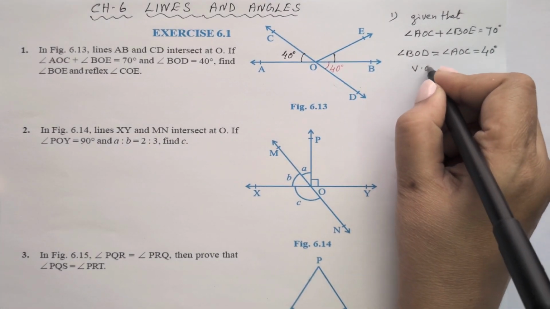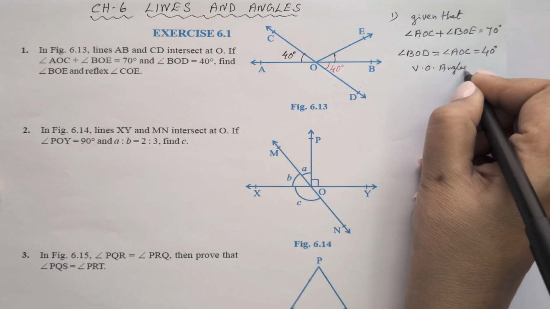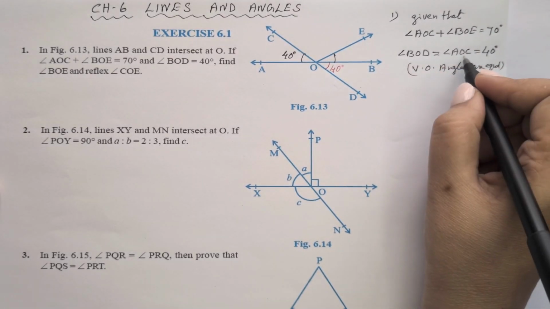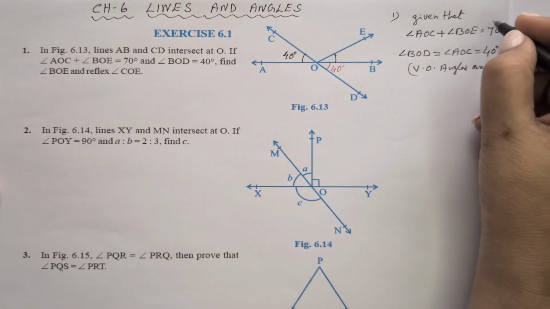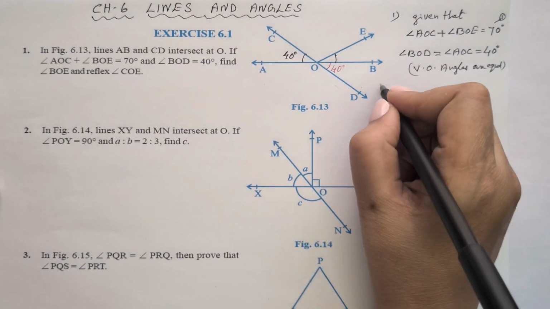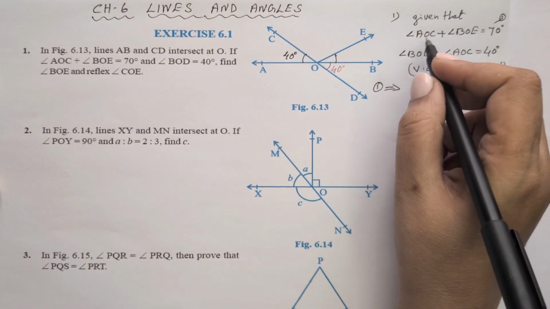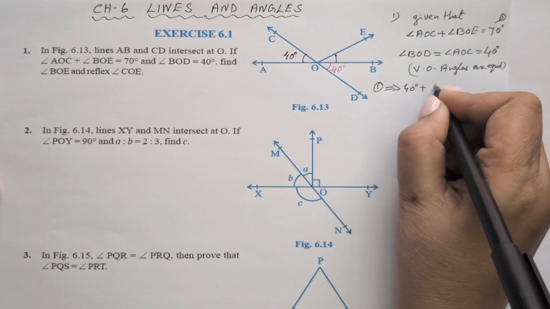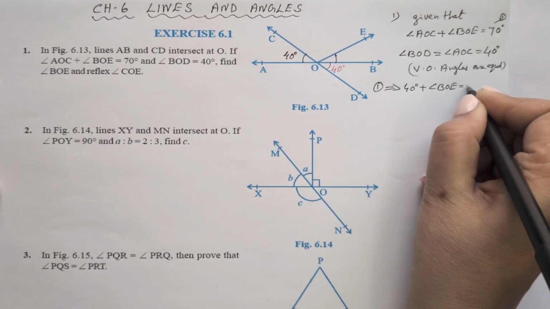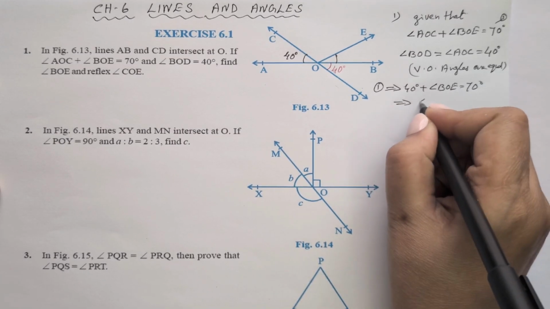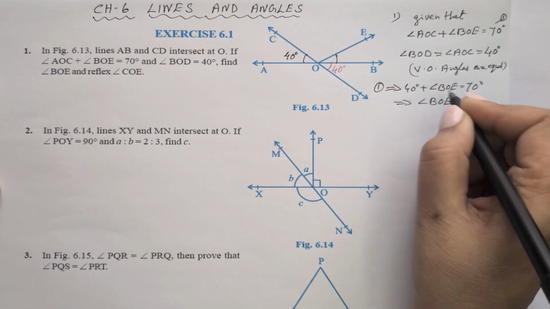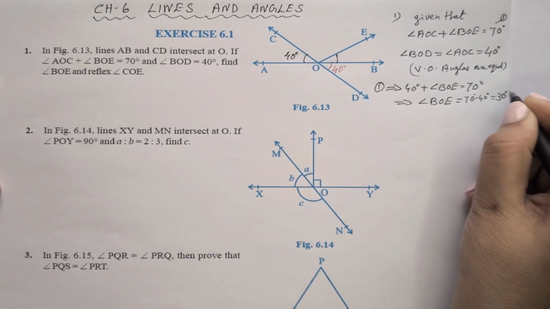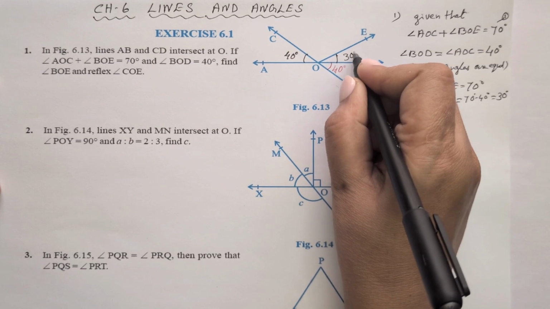Reason is vertically opposite angles. Vertically opposite angles are equal. So we can say AOC is equal to 40 degrees. Putting that as equation number 1, in place of angle AOC we write 40 degrees. 40 degrees plus angle BOE is equal to 70 degrees, which means angle BOE is equal to 70 minus 40, is equal to 30 degrees.